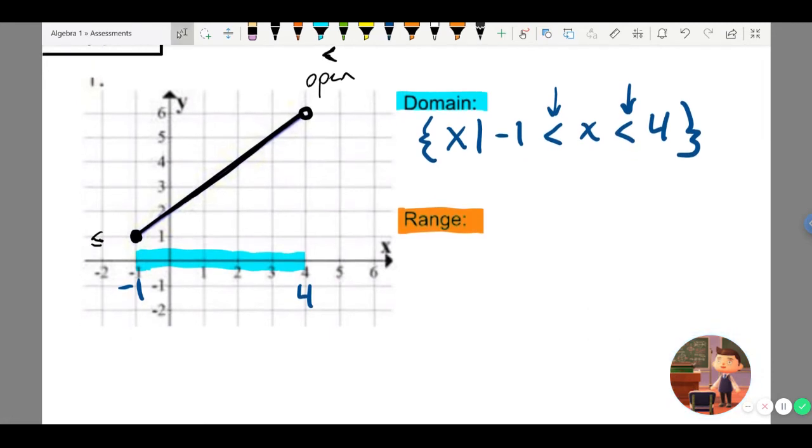Okay, so x lives between -1 and 4. If I look at my y-axis for the range, I notice that my lowest value is 1, and my highest value is up here at 6. So I'll mark those.